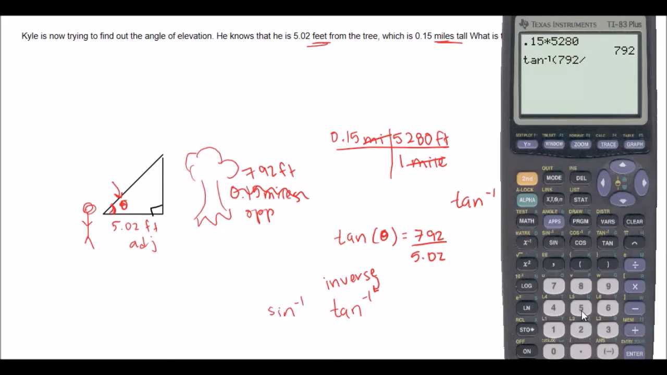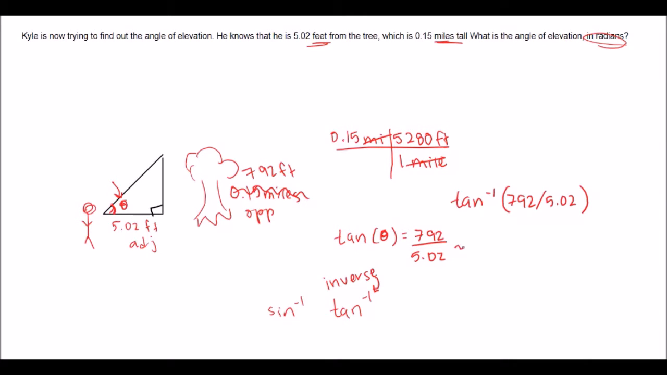So 792 over 5.02, and you get about 89.64 degrees. And the approximation is okay to write here, but when we go back into our conversion table, we're going to use the actual number that was in the calculator.